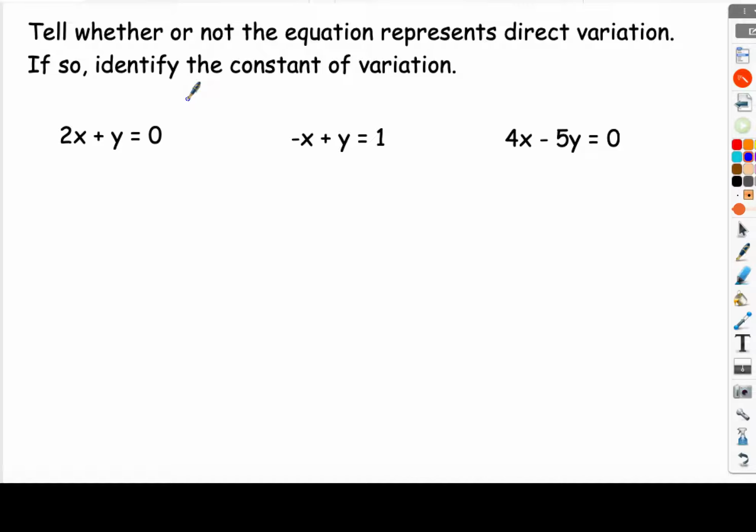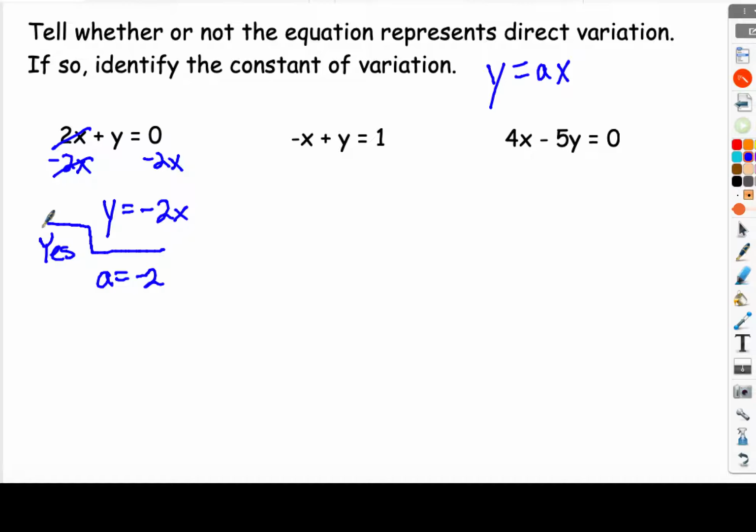Well, in order to do that, remember our basic equation is that y equals ax. So I need to be solved for y. So I'm going to go in that first equation we have over here at the left. I'm going to subtract 2x because I want to get this y totally by itself on the left side, right? 2x minus 2x is going to disappear, and 0 minus 2x is just negative 2x. Well, that looks like it fits our formula, and I would say that a equals negative 2. So tell whether or not it does. I would say yes. And again, what's your constant of variation? I would say a equals negative 2.